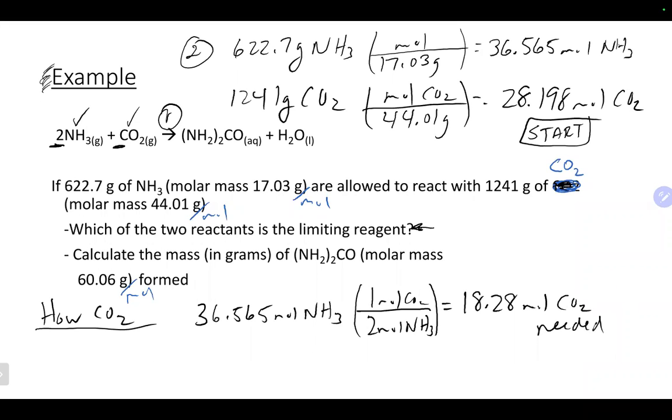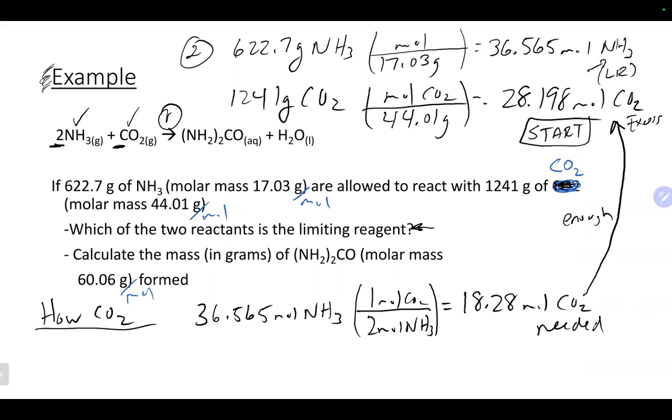That again is what we're going to use to compare to our starting amount of CO2. And do we have enough CO2 in this case? We do. So that means we do have enough. So the CO2 would be our excess reagent. And our NH3 here would be our limiting reagent by default. Any questions up to that point?